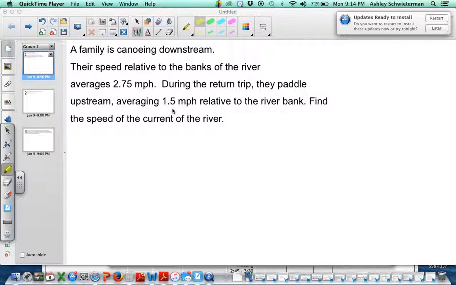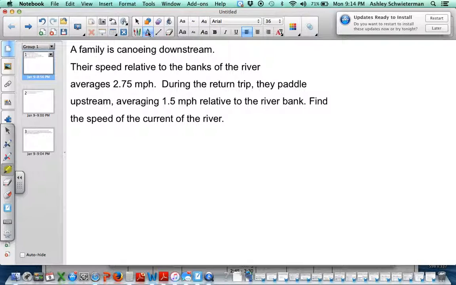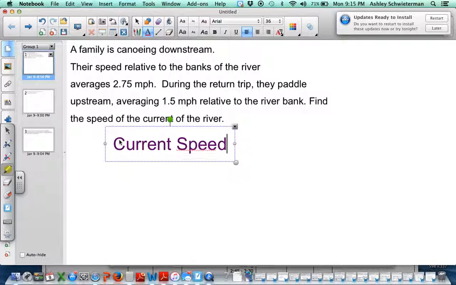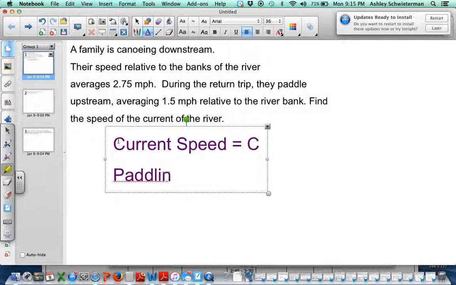So we have 2 variables in this problem. If we're simply finding the speed of the current, we have 2 types of speed. We have current speed, which we're going to call C, and we have the paddling speed, the family speed, or the boat speed, or however else you would like to call it. This is them. This is what the family's doing. This is their speed of the canoe.